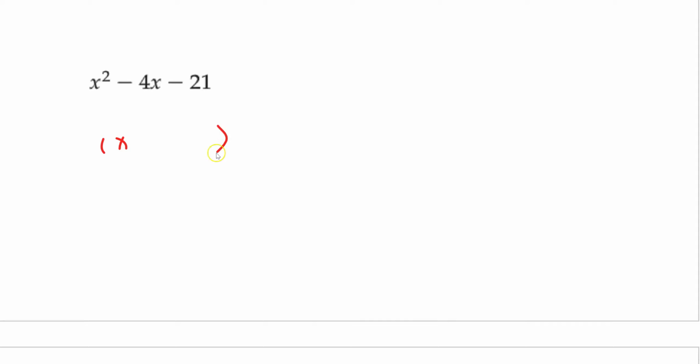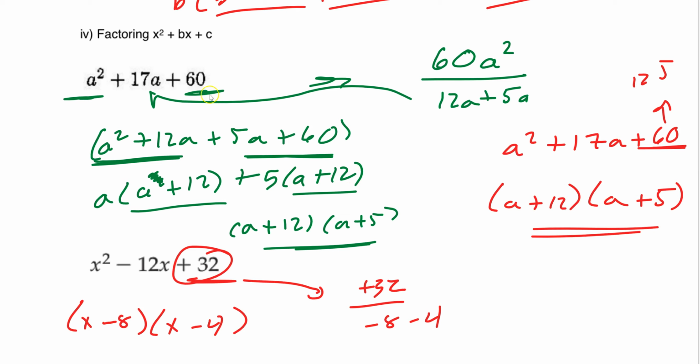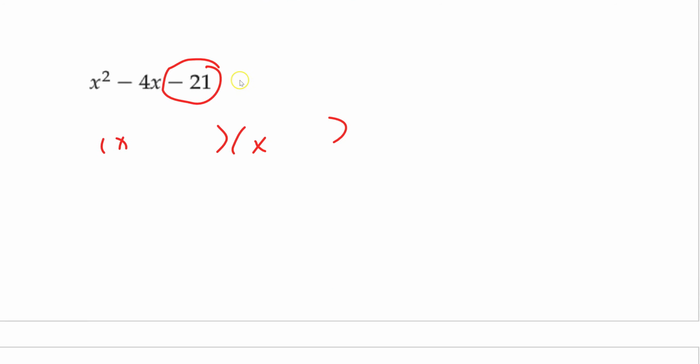This is an x. It's a negative 21, so it means that they'd be different signs. So here's a little trick. We know if it's positive, it has to be the same sign. If it's negative, that'd be different signs.